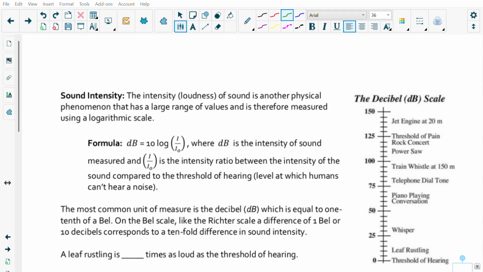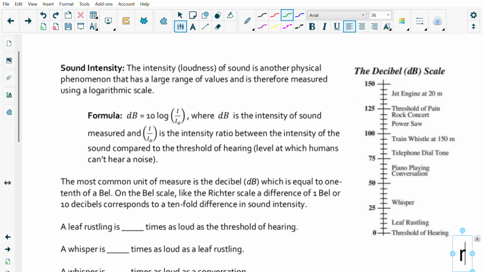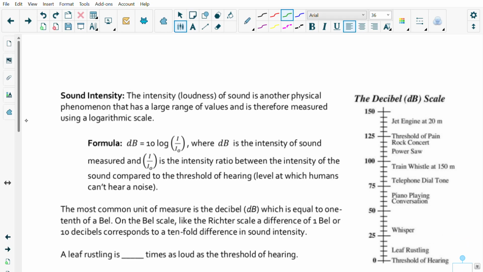Alrighty, folks. Sound intensity. Okay, another application of logarithms. The intensity or the loudness of sound is another physical phenomenon that has a large range of values and is therefore measured using a logarithmic scale. So whenever you hear the word decibel, I'm sure we all have, right? We say a certain decibel noise, or you go to a rock concert, or background noise, or what is the threshold of human hearing, like we can barely hear, like a whisper, or what's hurtful to the ear, right? So this is all measured in decibels.